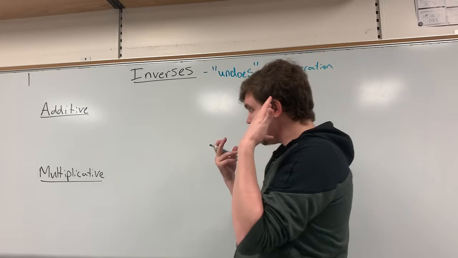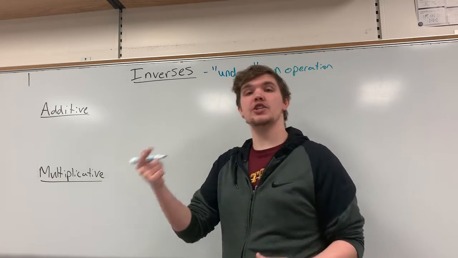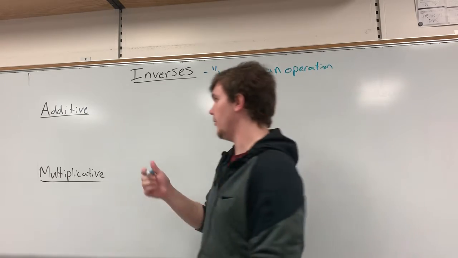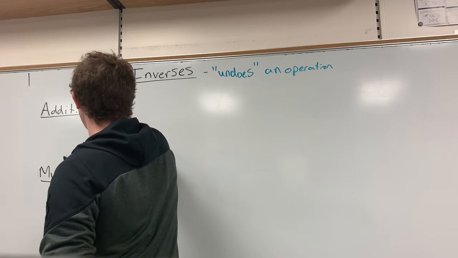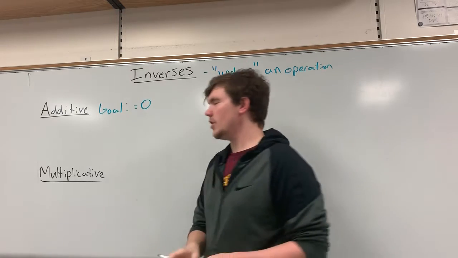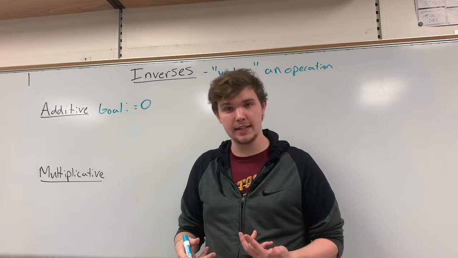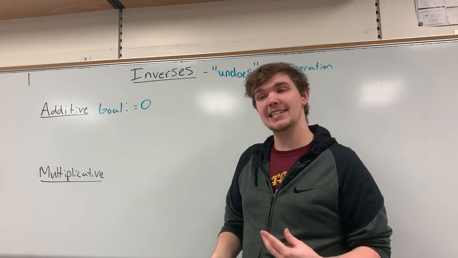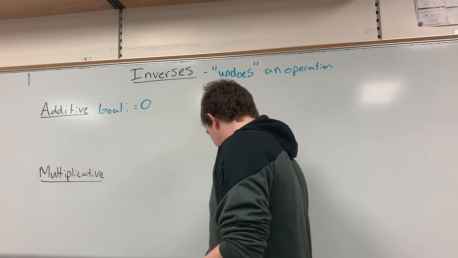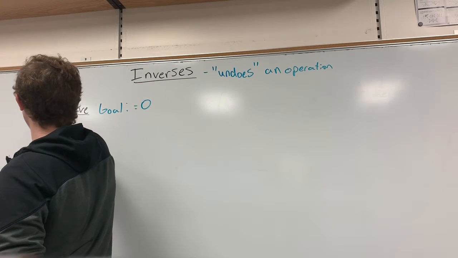And so the idea of an additive inverse is to think that if you were to add two numbers together, your goal is that you want them to equal 0, right? And so if two numbers, when you add them together, equal 0, then those two numbers are additive inverses of each other.